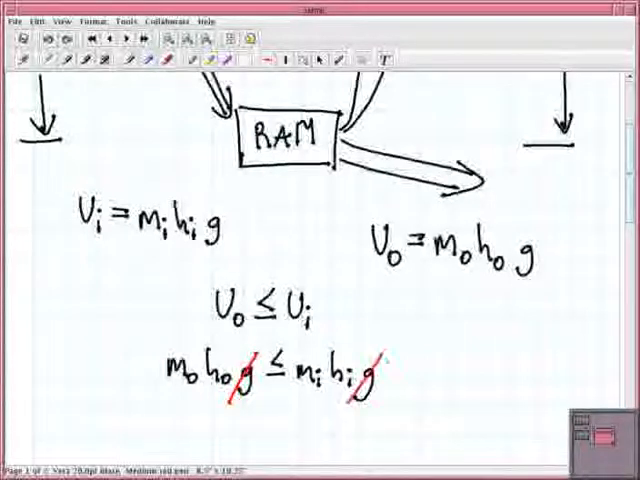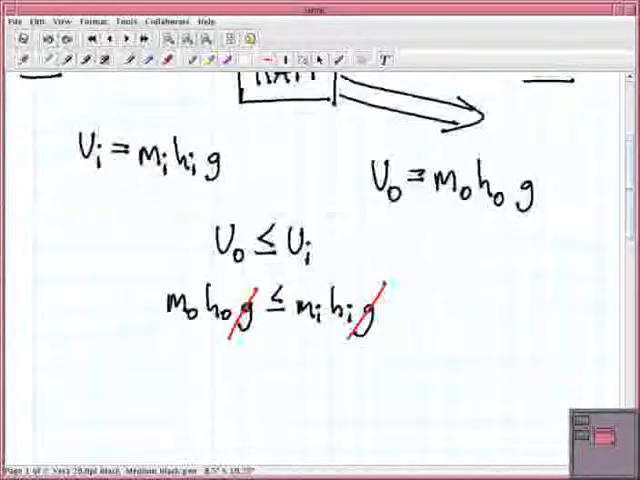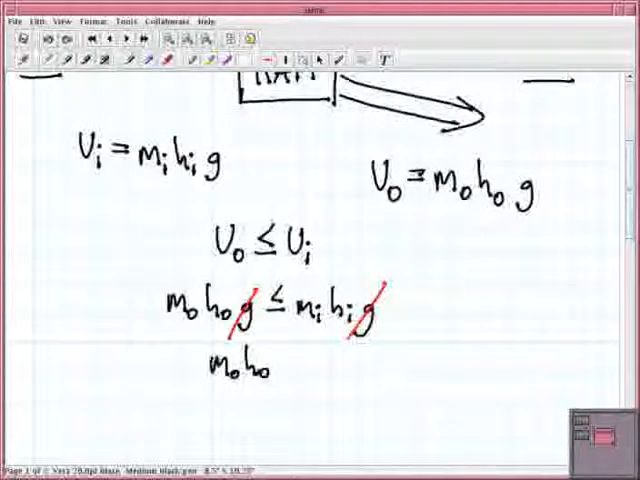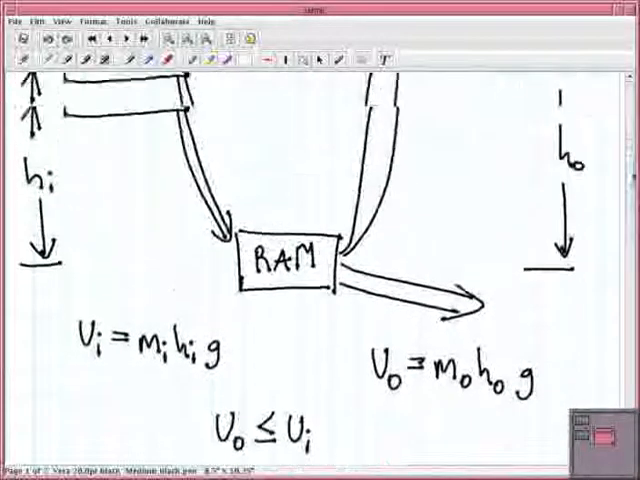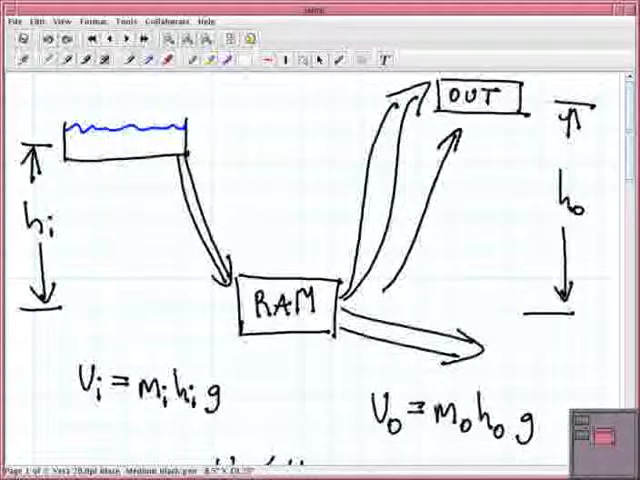Obviously the acceleration of gravity is the same in both cases, so it just cancels from both sides of the equation. We have this here, and now I can just divide through by MI on this side, and then also divide through by HO, and be left with this equation, which gives me a relationship between the ratio of the mass output to the mass input.